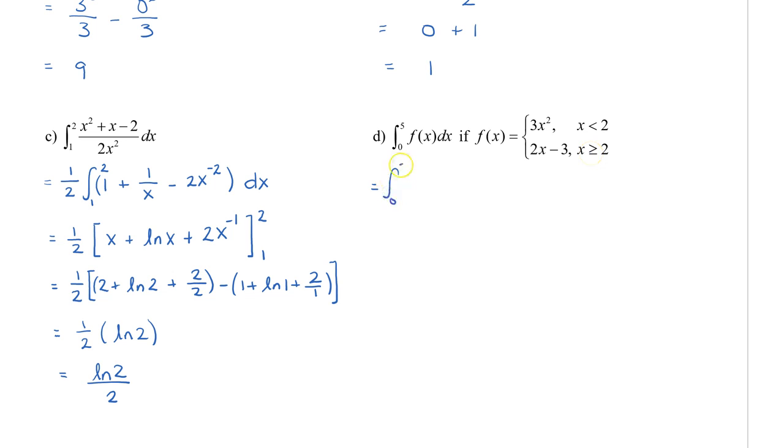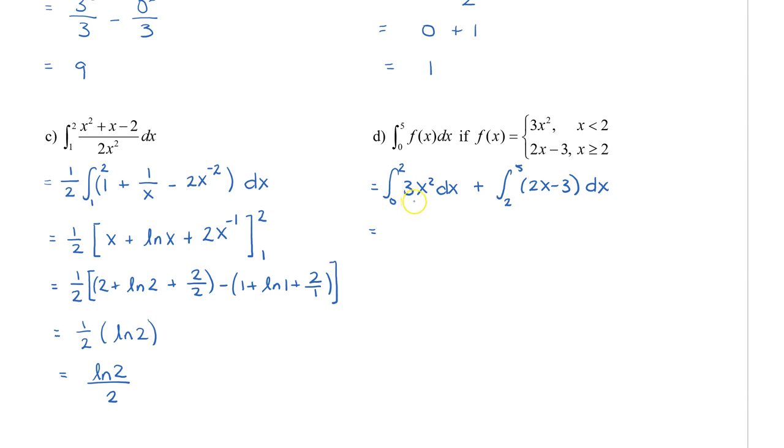So we have 0 to 2, and then we're going to use the function 3x squared dx. So we're using the definite integral rules. So plus, and then since this is 0 to 2, this one has to be 2 to 5. And when x is greater or equal to 2, we're going to use the second function here, 2x minus 3, and then dx. So we're going to integrate each part separately.